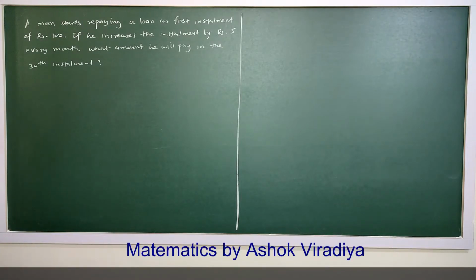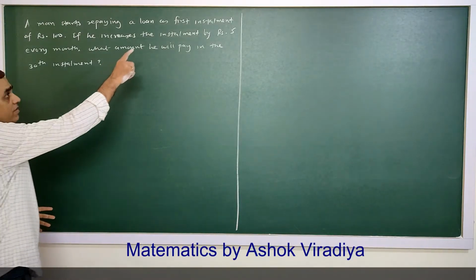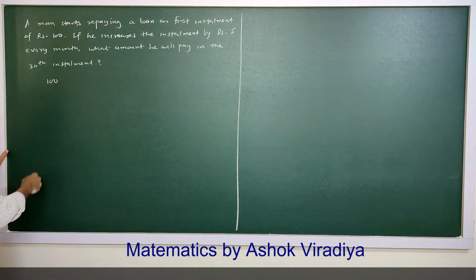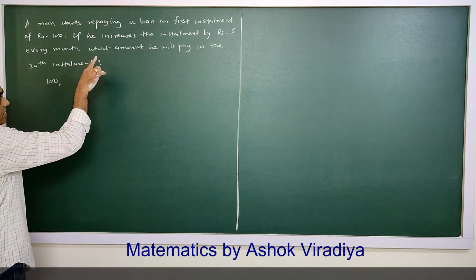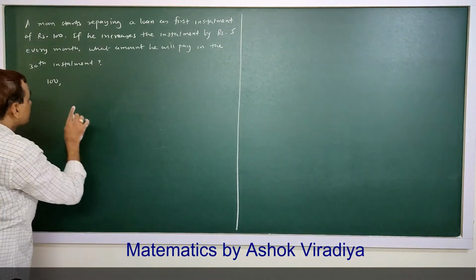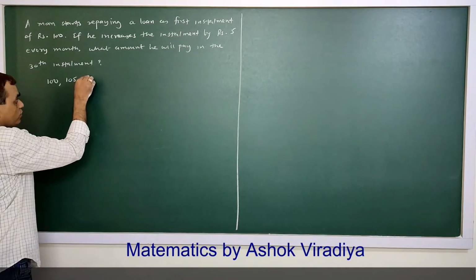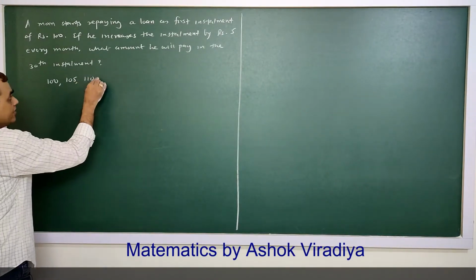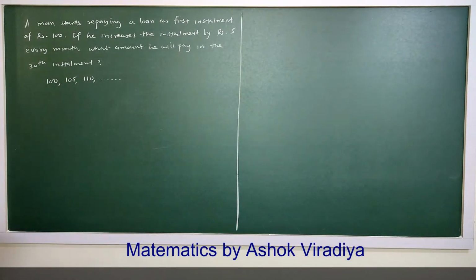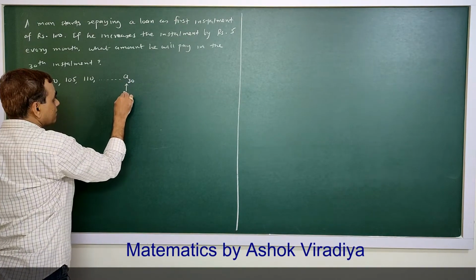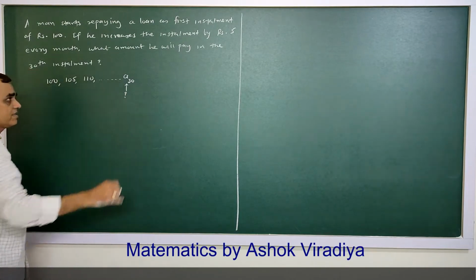A man starts repaying a loan with the first installment of rupees 100. This is the first installment. If he increases the installments by rupees 5, so the next installment is 105, then the next installment is 110. Continuing this every month, what amount will he pay in the 30th installment? So we want the 30th installment. This we want to find.